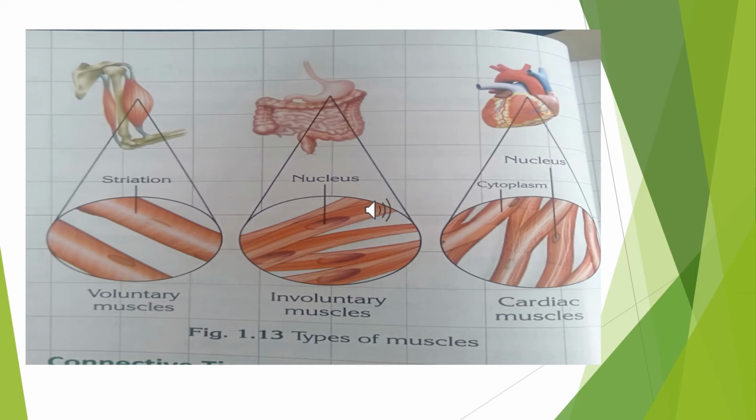Next one, involuntary muscle. Involuntary muscles line the internal walls of blood vessels and many other organs like the intestine and stomach. Can you control the stomach muscle involved in digestion? No. These muscles are not under our control. These muscles are involuntary. They appear smooth, hence they are also named smooth muscles.